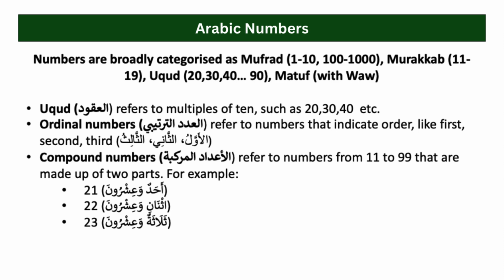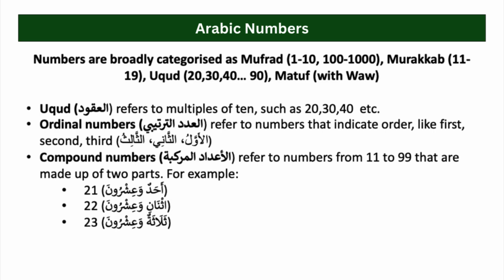The slide now gives a broad classification of Arabic numbers. This is very useful because it helps students organize the whole topic in their minds. The categories are mufrad, simple numbers such as 1 to 10, and also 100 to 1000. Murakkab, compound numbers such as 11 to 19. Ukud, multiples of 10, such as 20, 30, 40, up to 90. Ma'atuf, numbers joined with waw. This classification is important because later rules depend on which type of number we are dealing with.